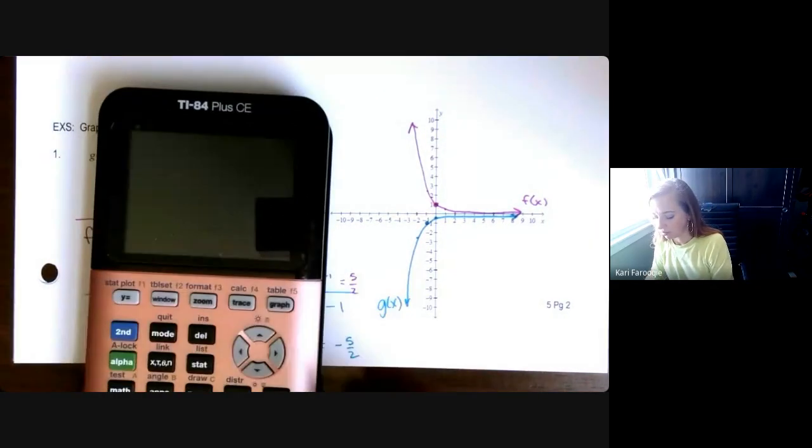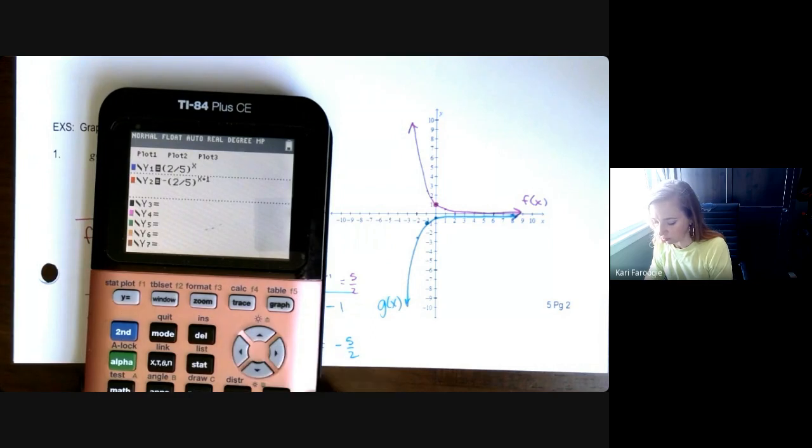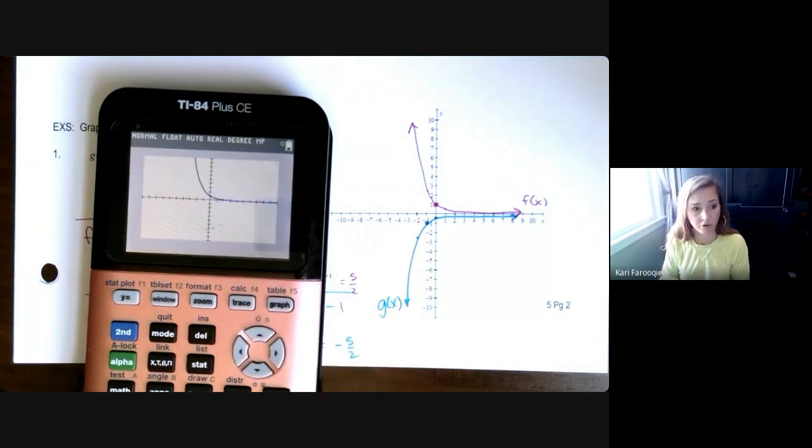So now we put this all together. I can say this is negative, don't forget your parentheses, 2/5 to the x plus 1. When we graph it, we can see that bottom graph.